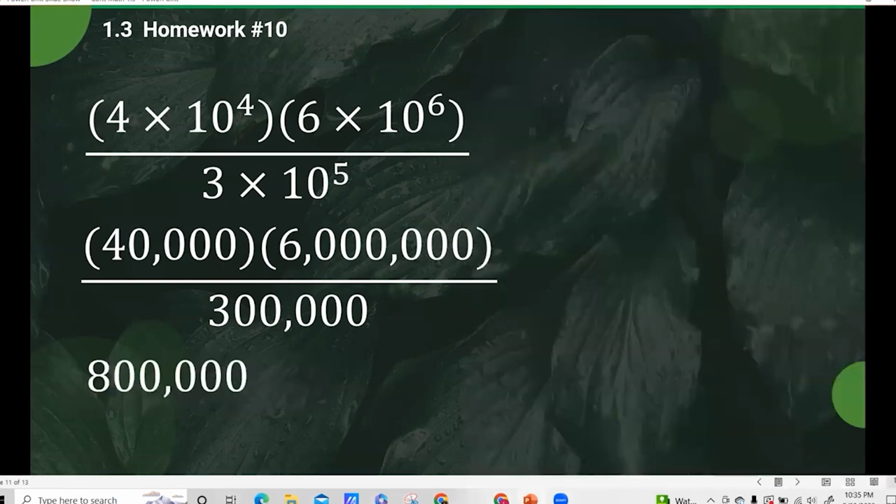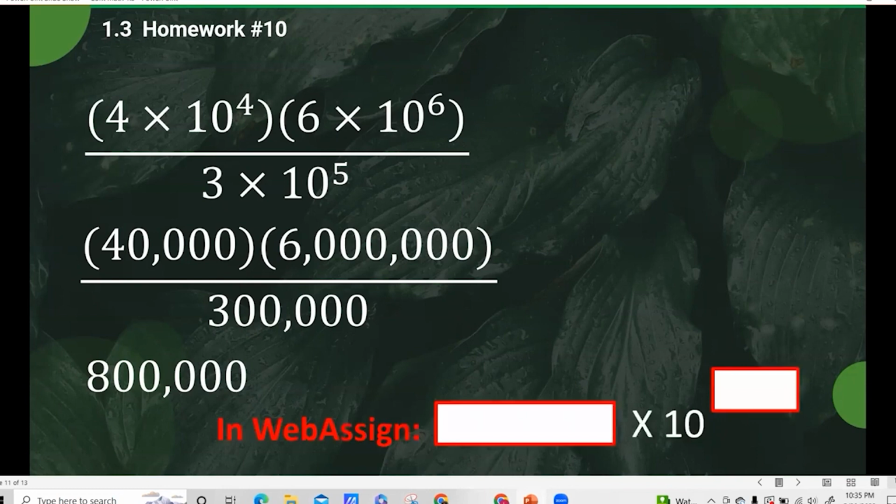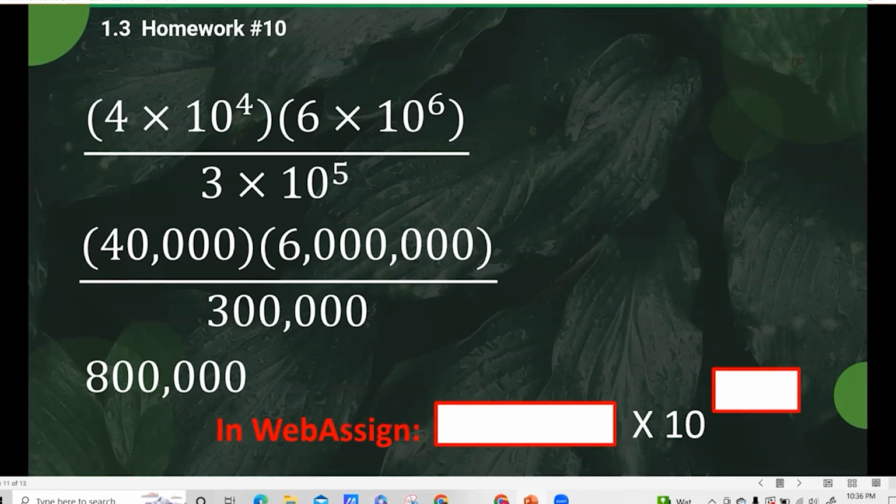Okay, you get 800,000. All right, that is your answer, 800,000. In WebAssign, you're going to have this answer block, and it's going to look like this, because that's how they're going to want the answer. So now you just have to take 800,000 and put it into scientific notation. That's not hard at all.